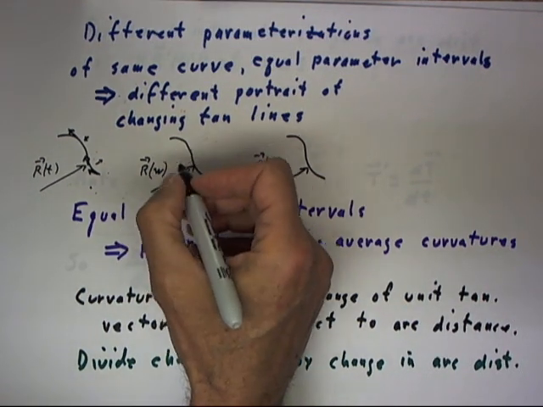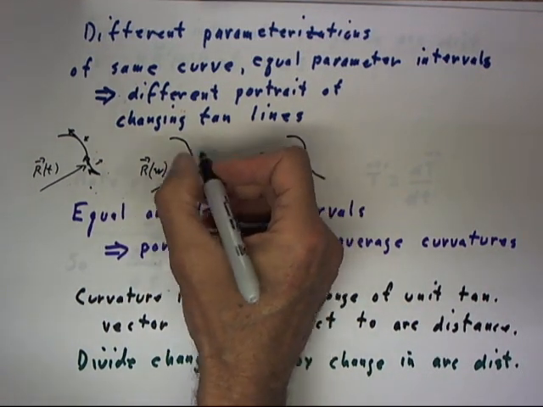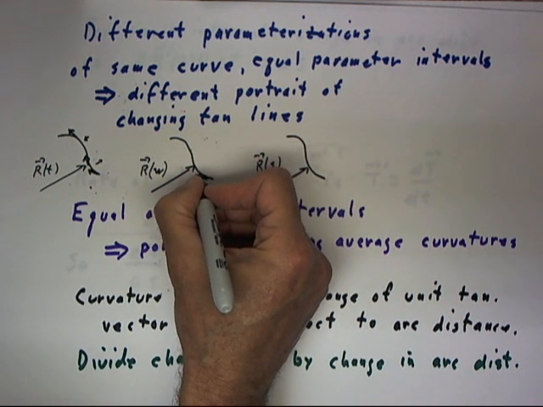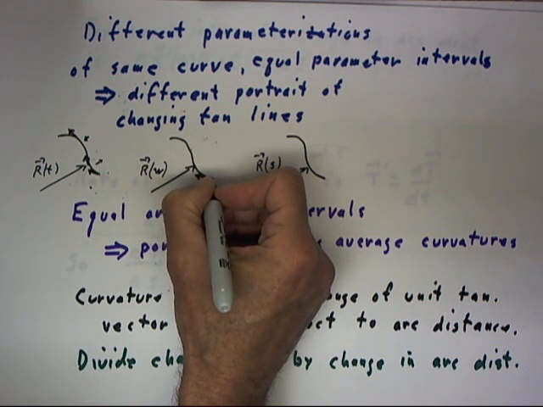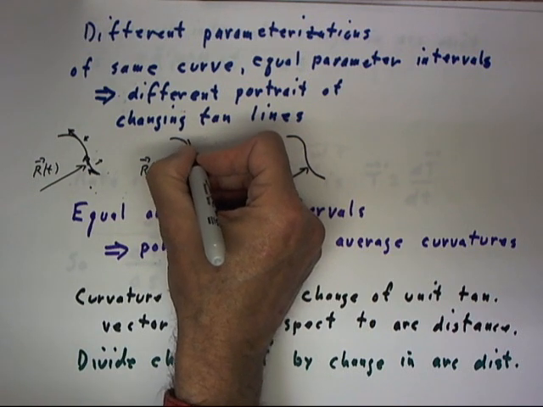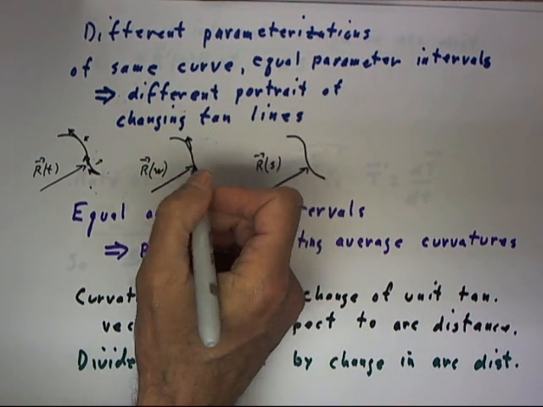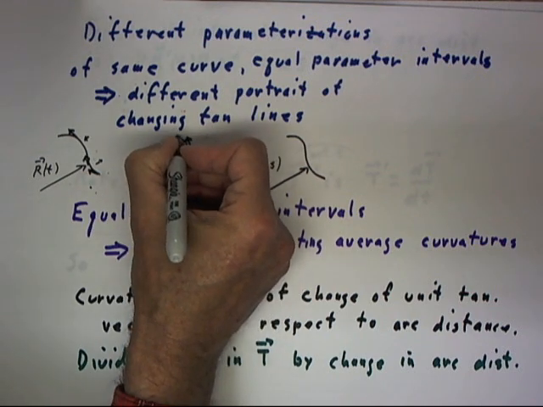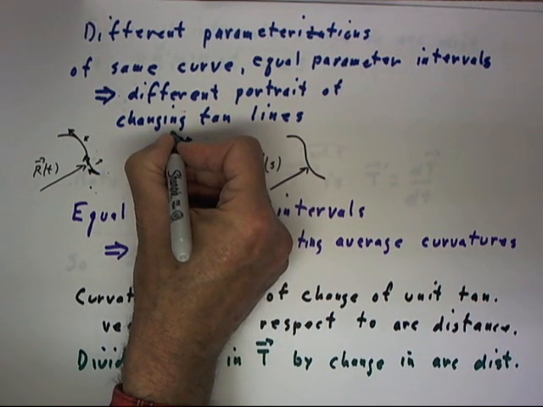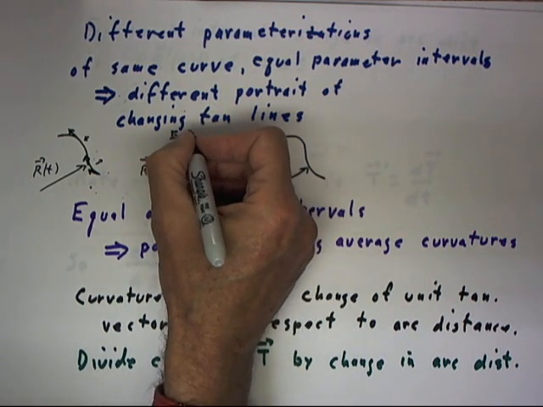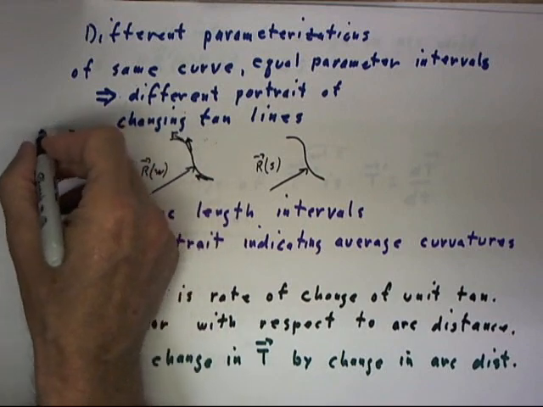With w, whatever w is, we might have a completely different portrait. At this point, our unit tangent vector might be here. Now at some interval of w, we might jump all the way from here to here. And then in an equal w increment, we might only move from here to here. That's going to give us a much different portrait of how our unit tangent vectors are changing.